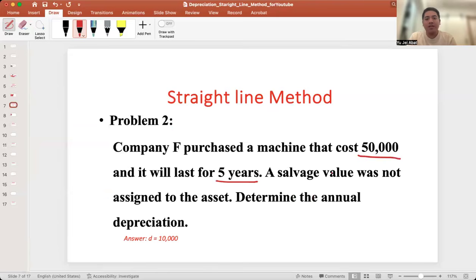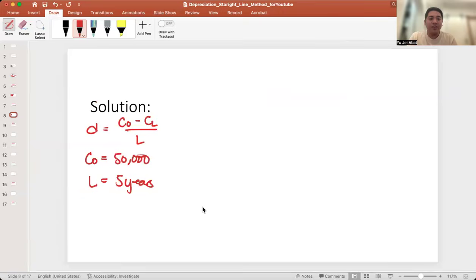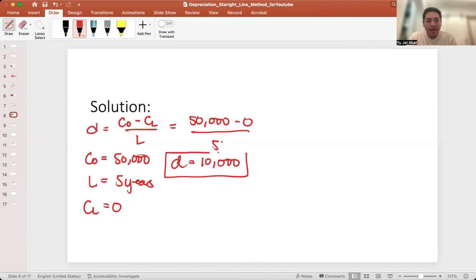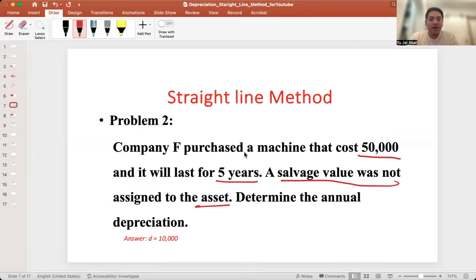And the problem also says a salvage value was not assigned to the asset. So if there's no salvage value, then the C sub L would be 0. So direct substitution. You have 50,000 minus 0 all over just the 5 years. Okay, so the depreciation per year would be 10,000 pesos. So that would be the annual depreciation. When we say annual, that is yearly.